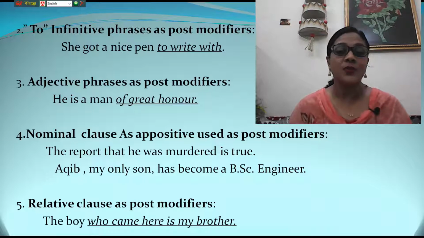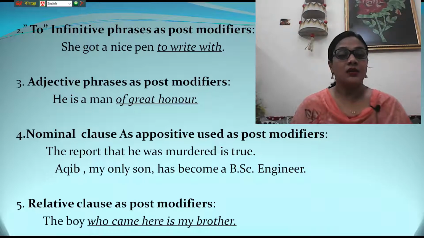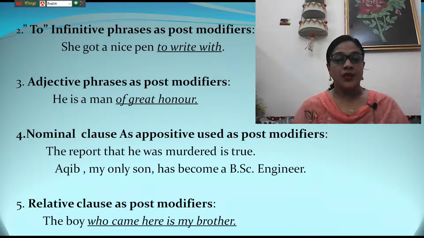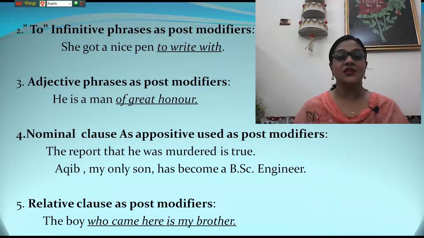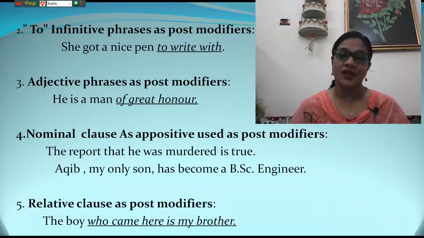The report that he was murdered is true. Another example, Akib. Here you see the comma. My only son, comma, has become a BSc engineer. Here, Akib is the noun, and all the phrases or clauses give us information about Akib. For this reason, here it is used as a modifier, and it is used as a post-modifier.